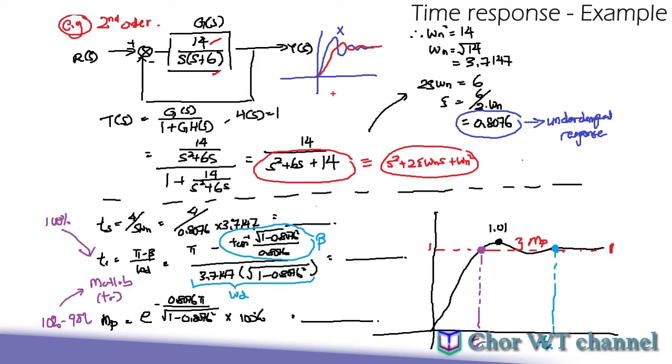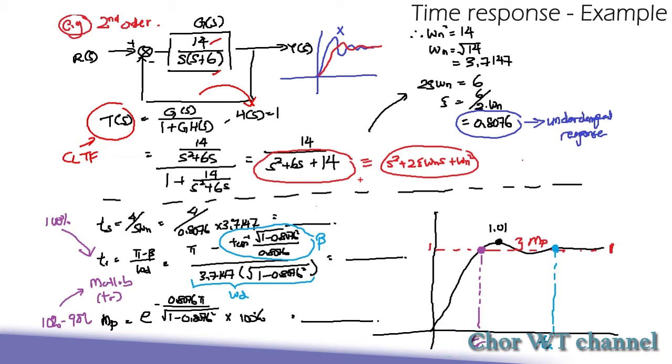The usual calculation steps apply here, whereby first of all we have to find out our closed loop transfer function, which will be given by G(s) over 1 plus G(s)H(s). Because of the unity feedback system, H(s) will be equal to 1. By substituting the plant transfer function and rearranging the terms, we will get 14 divided by s squared plus 6s plus 14.